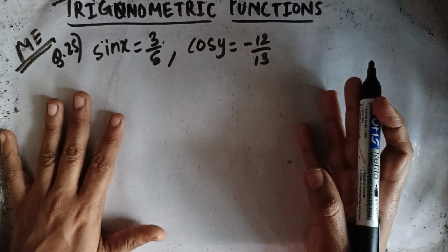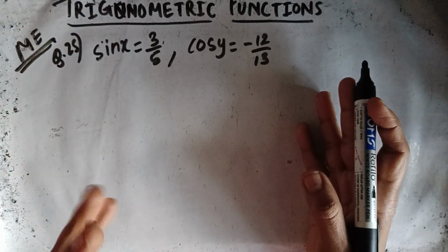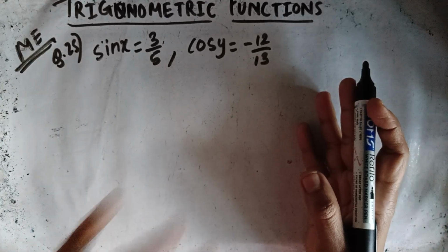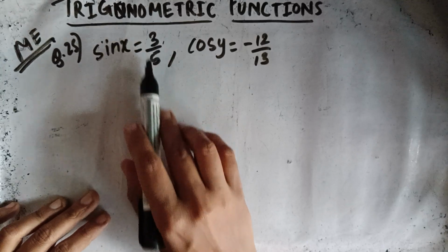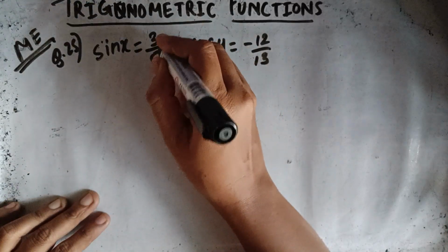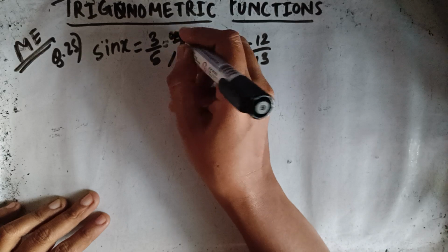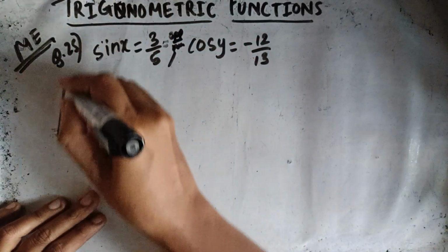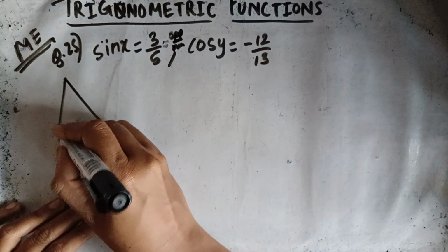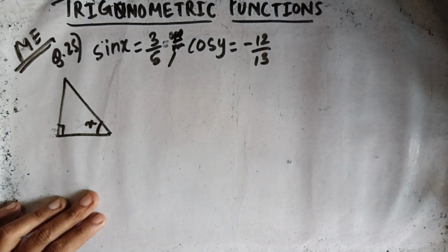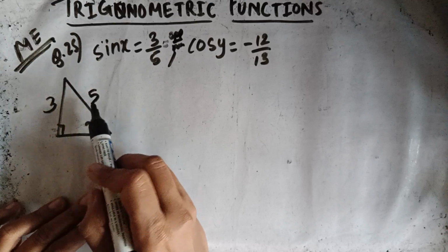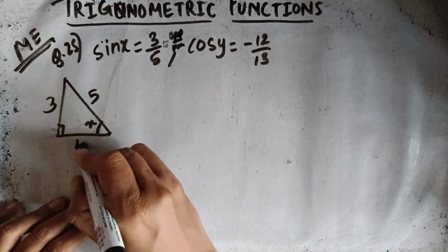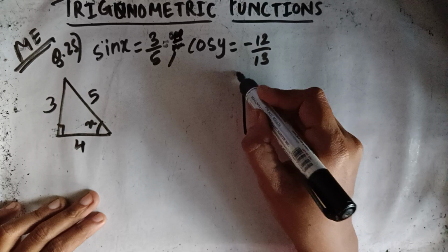There is a method given over there that uses identities, but I'll solve it in a different way. So sin x is 3 by 5. Sin means it is opposite upon hypotenuse, right? So you can draw the triangle for x with opposite upon hypotenuse. So using the Pythagorean triplets, this is 4, right?